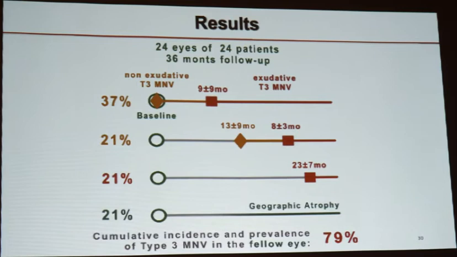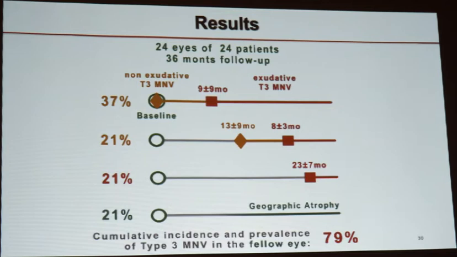In 21% of cases, after about 1 year, there was a development before of a non-exudative stage of macular neovascularization that became exudative again after a mean of 8 months. In 21% of cases, there was directly exudative neovascularization after about 2 years, and 21% of cases did not develop any kind of type 3 macular neovascularization. So the incidence of the type 3 macular neovascularization in the fellow eye was about 80% of cases.